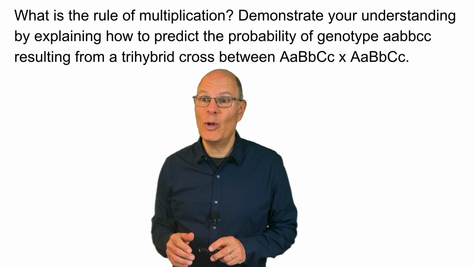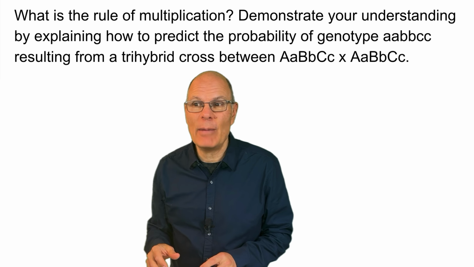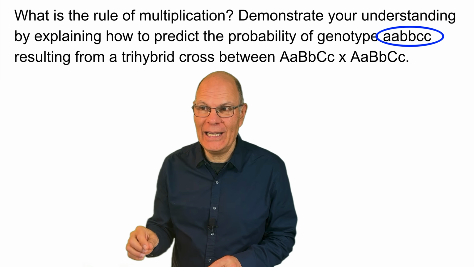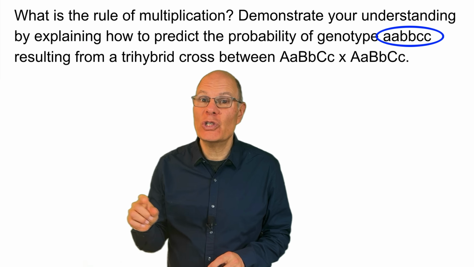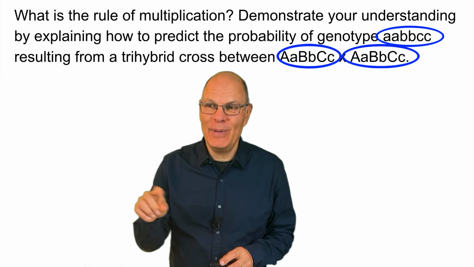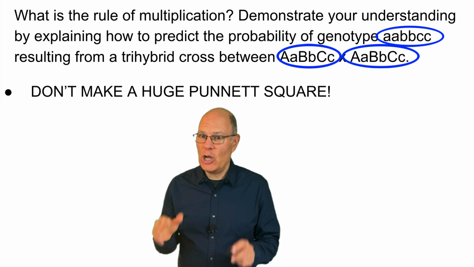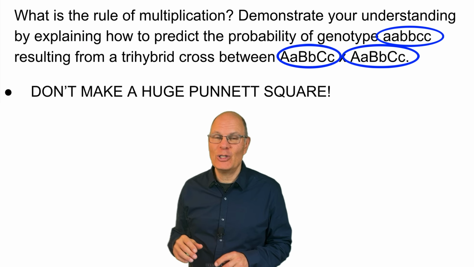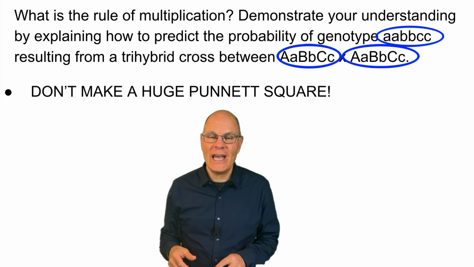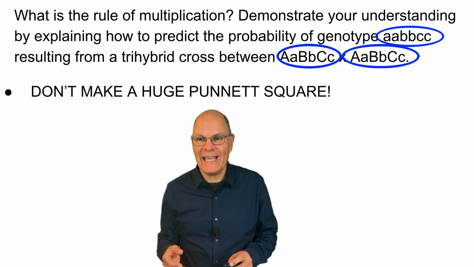What is the rule of multiplication? Demonstrate your understanding by explaining how to predict the probability of genotype little a, little a, little b, little b, little c, little c, resulting from a trihybrid cross between big A, little a, big B, little b, big C, little c times the same. Don't make a huge Punnett square to try and solve problems like this. What you want to do instead is use one of the laws of probability, the rule of multiplication.